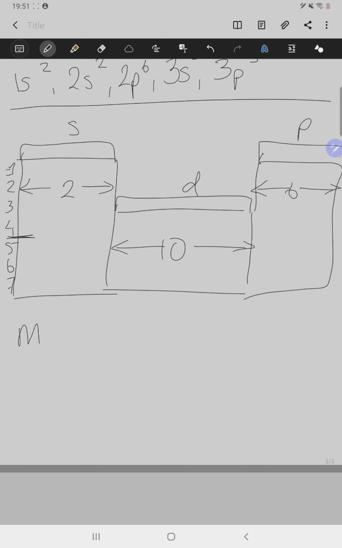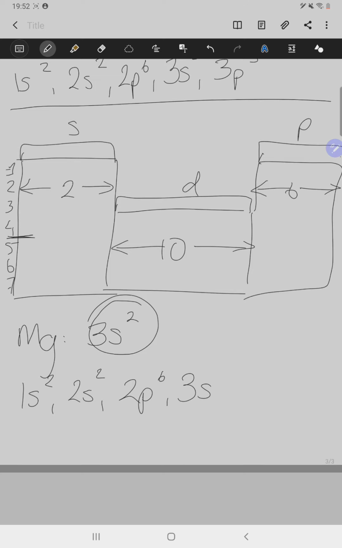So say let's take magnesium for example. Magnesium is in the 3rd row, it is in the s block, and it is the 2nd element in that s block. So this is going to be the final orbital in magnesium's electronic configuration. Following the Aufbau principle, everything else before that will need to be fully filled. So we know straight away that we're going to have 1s2, 2s2, 2p6, and then we're going to finish with 3s2.